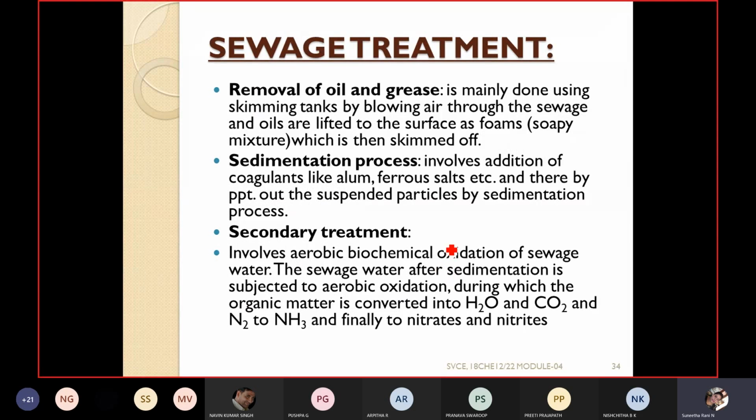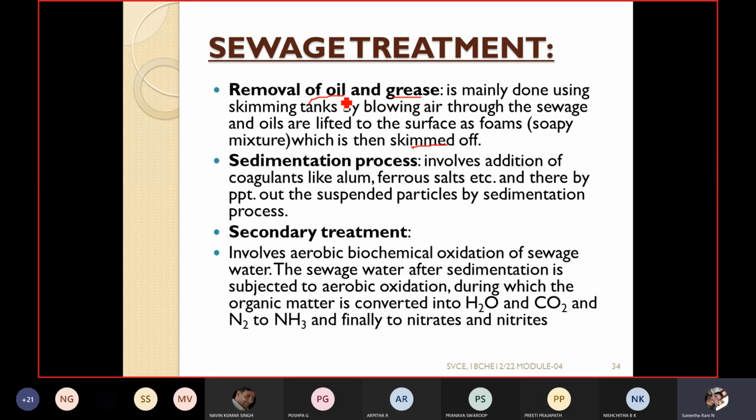Next, in the same primary treatment, we have another stage, that is removal of oil and grease. How will you remove oil and grease, especially? Mainly it is done by skimming tanks, by blowing air through the sewage, and the oil is lifted to the surface as a foamy and soapy mixture, which is then skimmed off.